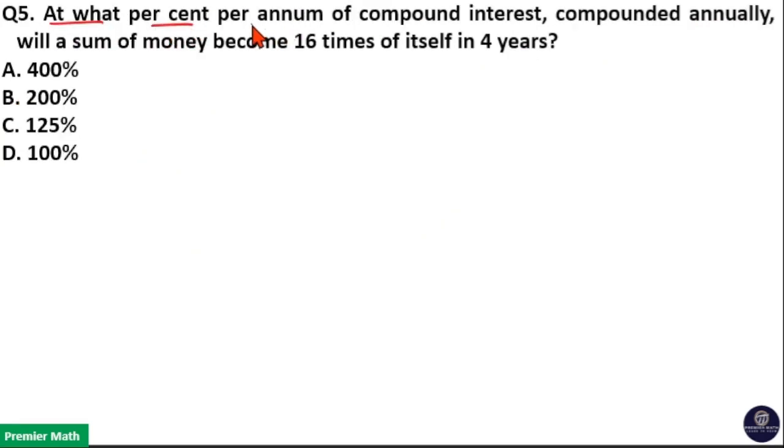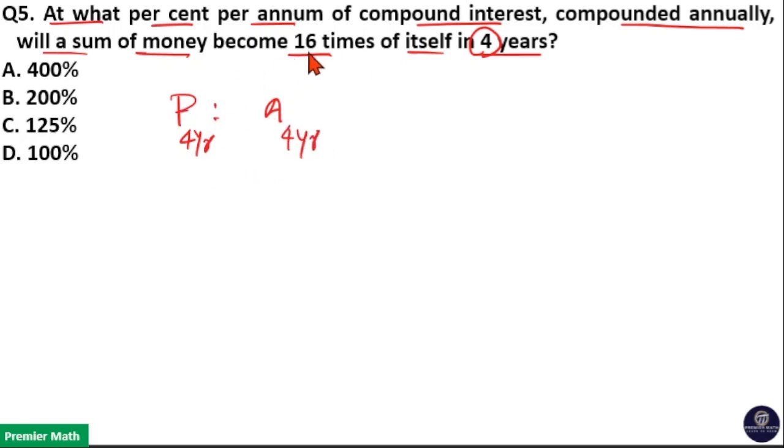At what percentage per annum of compound interest compounded annually will a sum of money become 16 times of itself in 4 years? Now take the ratio between principal and amount for 4 years. The sum becomes 16 times of itself, which means if I take 1 unit as principal, then after 4 years, 16 units will be the amount. So 1 is to 16. Here the number of years is equal to 4, so write 1 is to 16 in power of 4. 16 in terms of power of 4 is 2 raised to 4, and 1 will become 1 raised to 4.